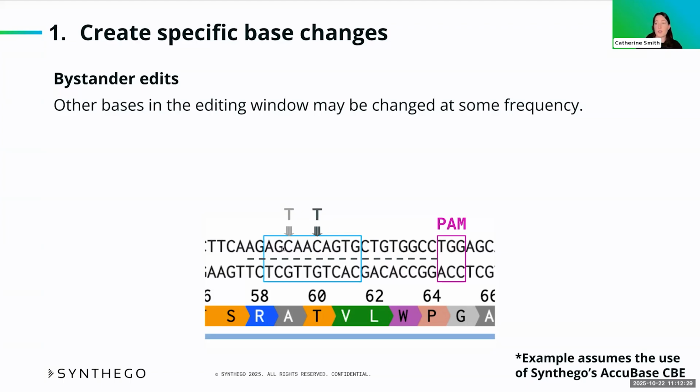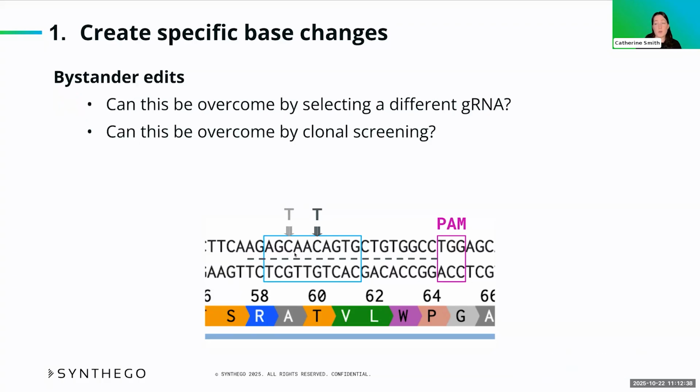If you're in a situation where your experiment cannot tolerate any bystander edits, you have a couple of options for avoiding these. The first is to design alternative guide RNAs that shift your editing window such that any potential bystander editing opportunities are no longer within the editing window itself. Another strategy is to use clonal screening if you believe that the edit frequency at your target site will be higher or better than the edit frequency at your bystander site.